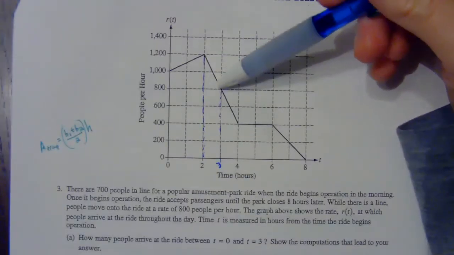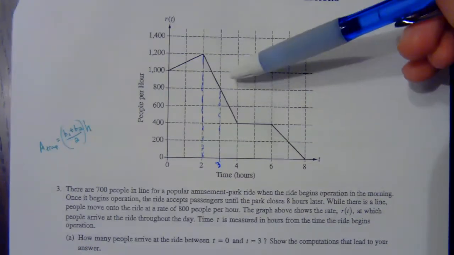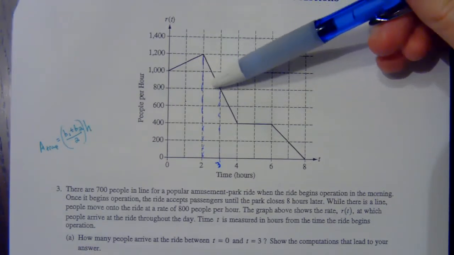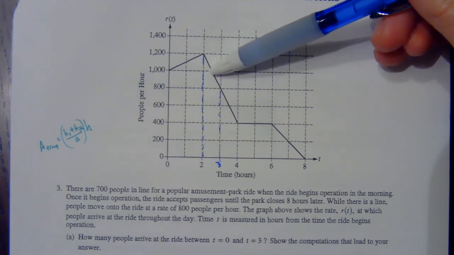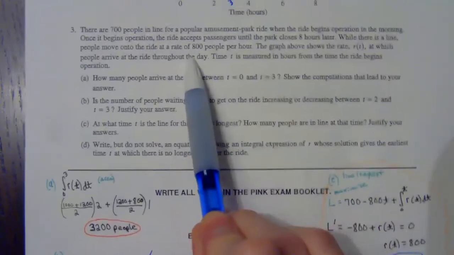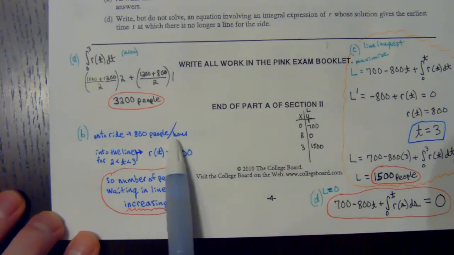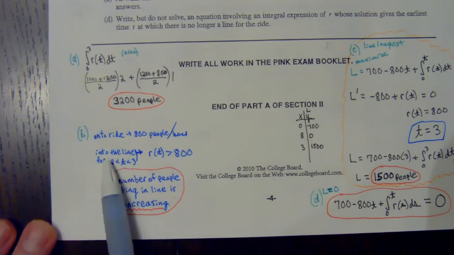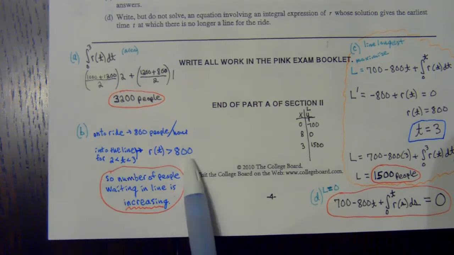So if you notice between 2 and 3, again, this is the graph of how many people arrived to get in line. In between 2 and 3, this line segment is bigger than 800. So the amount of people that arrived in line is greater than the number of people that left the line to get on the ride. So onto the ride is 800 people per hour, but in between 2 and 3 the number arriving, getting into the line, is bigger than 800. So that means that line is getting bigger.